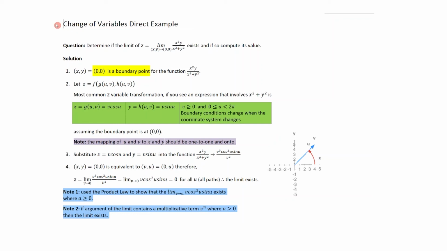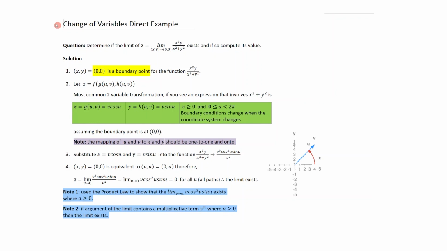We'll notice here that 0,0 basically makes the denominator equal to 0, which means that the function is undefined. Hence, the point 0,0 is a boundary point. So the first step is to establish if it's a boundary point or not. The next step is to essentially do a change of variables.